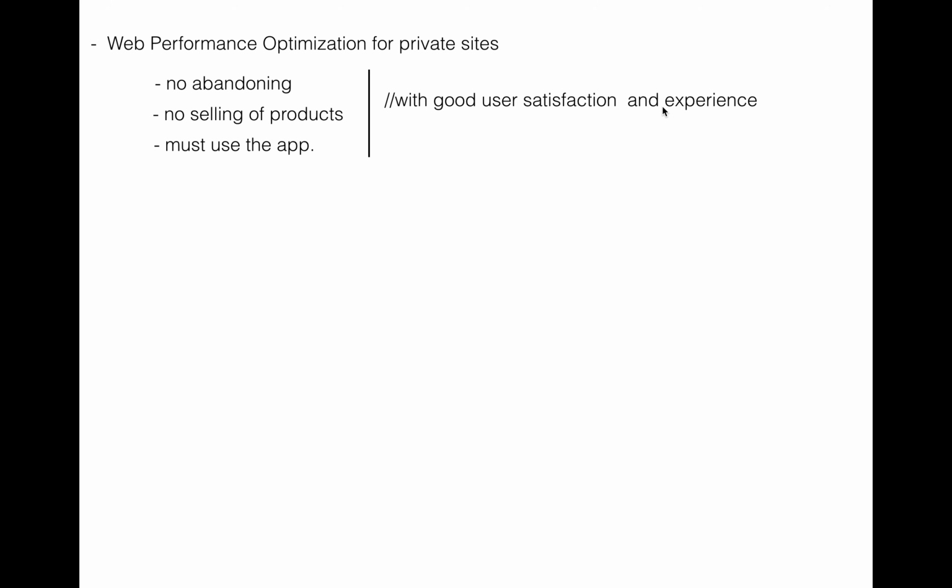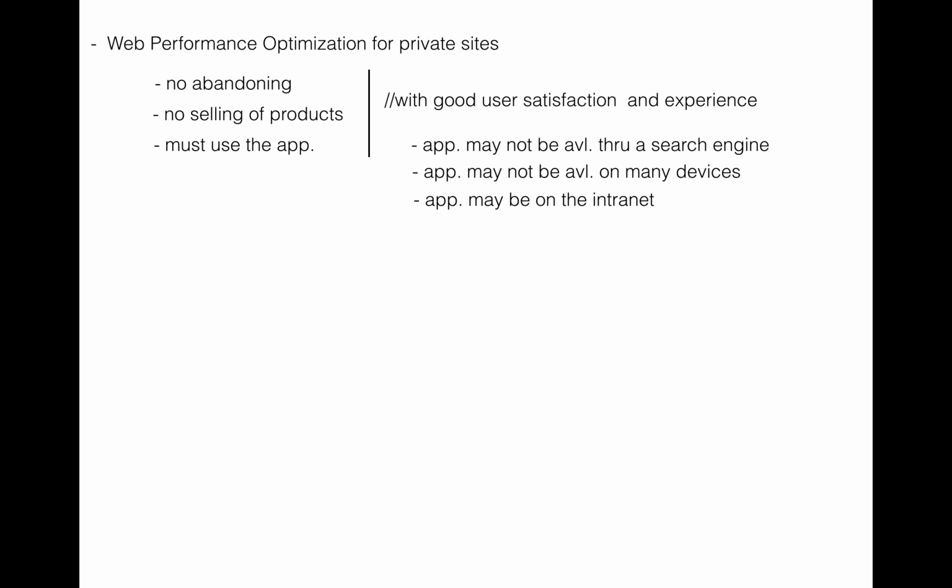Now, the level of user satisfaction and experience greatly differs because the app may not be available through a search engine. Maybe the app is available on the internet but may not be available through a search engine. So the users cannot use a search engine to type the app name and get a result back with the link to the app. Maybe the app is not available on many devices. Maybe the app has been designed such that it works across browsers on a particular operating system. Maybe the app is available only on the intranet. It is not available on the internet.